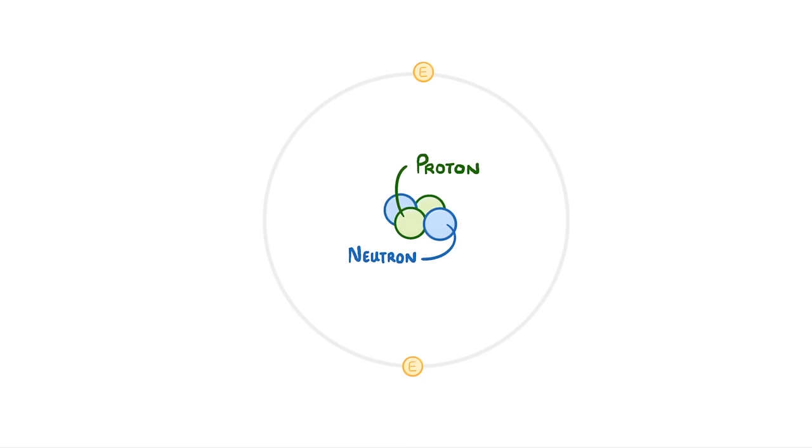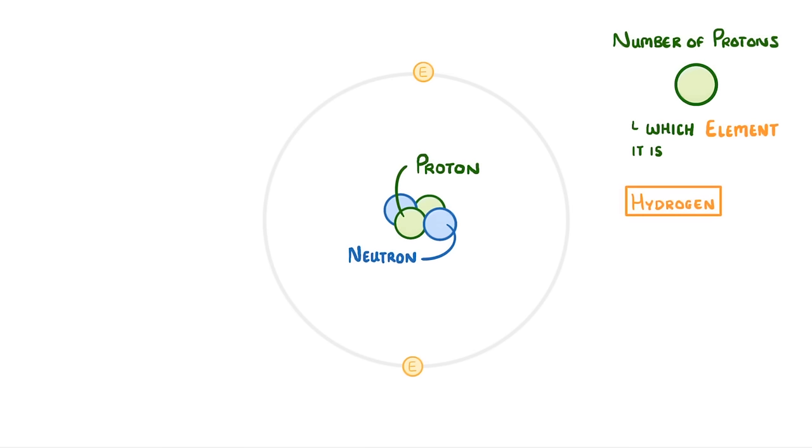As we saw in our last video, an atom is made up of a central nucleus, which comprises protons and neutrons, and then has electrons orbiting that nucleus. We also saw that it's the number of protons that tells us which element it is. The smallest element is hydrogen, as its atoms have just one proton in their nucleus, with one electron orbiting it.